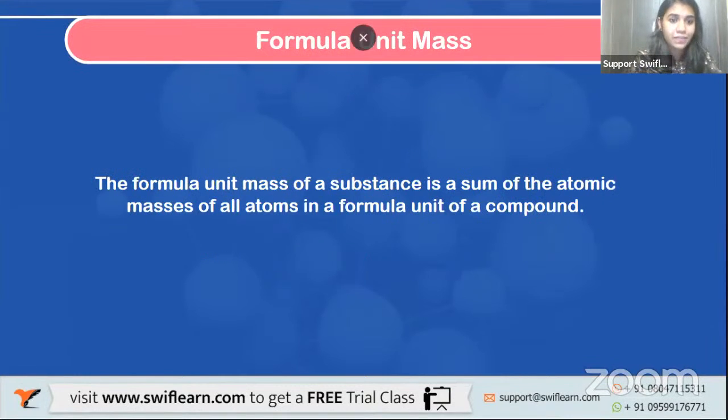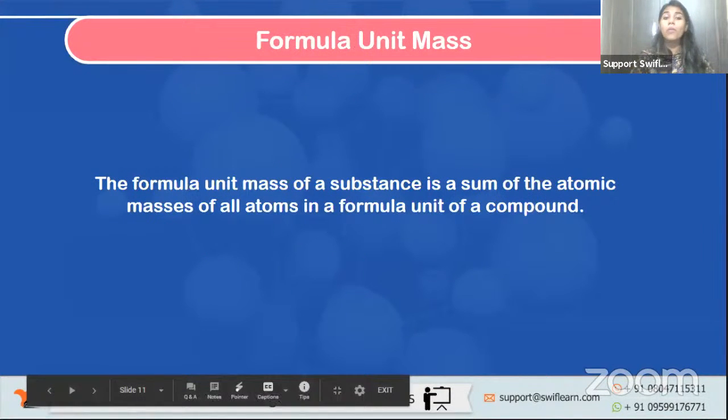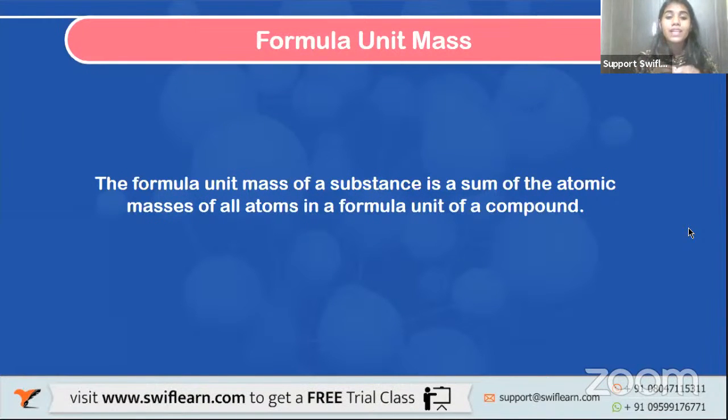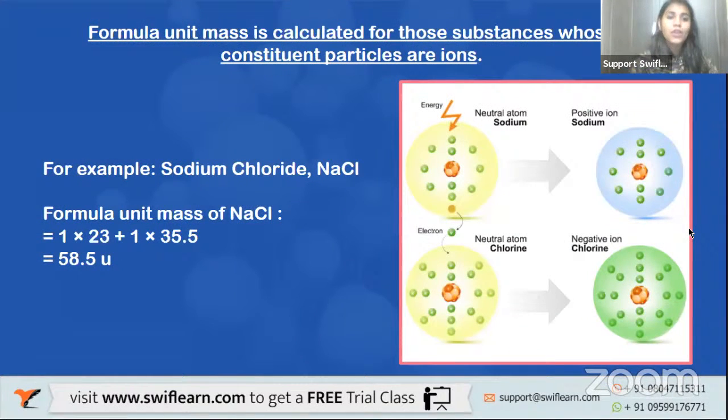Moving ahead, now coming to the formula unit mass of a substance. Now the formula unit mass of a substance is the sum of the atomic masses of all the atoms in a formula unit of a compound. Let us try to understand what that means. Now usually formula unit mass is calculated for particles of ions.